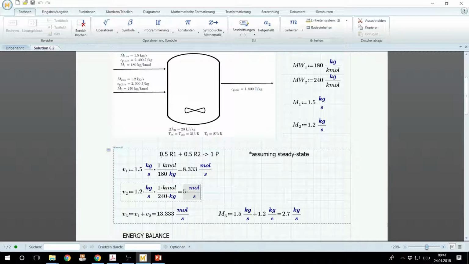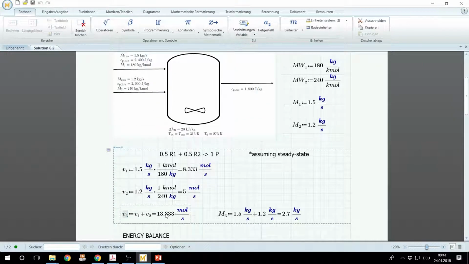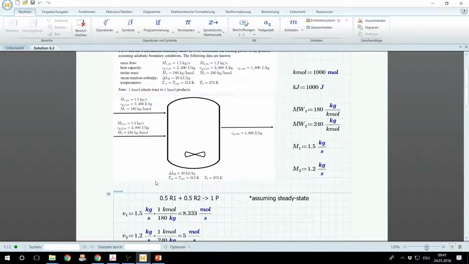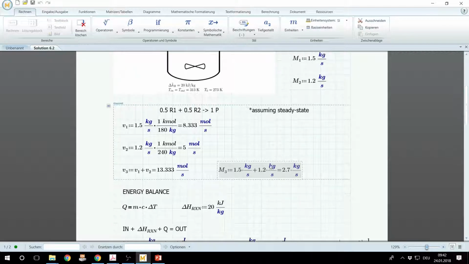And since in this reaction there's no change in the number of moles with reaction, we can also see in the third stream that this is equal to the sum of the molar flow rates of the first two streams. So 1 kilomole of reactants reacts to 1 kilomole of products. Also assuming steady state in this problem, the mass is not consumed or generated, and so the total mass flow rate is also 2.7 kilograms per second.